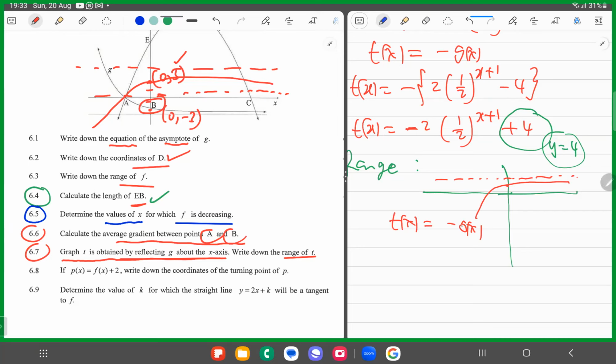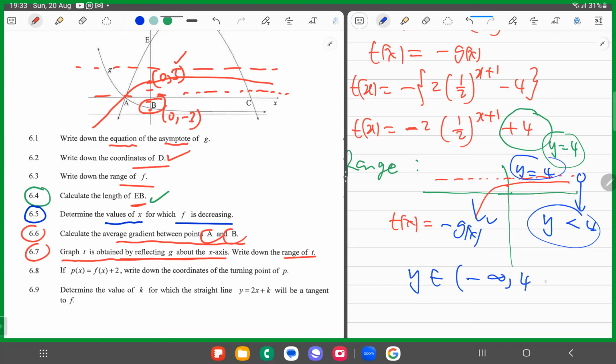So what is the range of these functions here? So the range of the function is going to be, it's going to start, so it's going to be y less than 4 because this is y equals 4. Well, it will start from 4 excluding that and then just go down, down, down. So you can say the range is y less than 4, or you can say that y is an element of the interval minus infinity to 4.